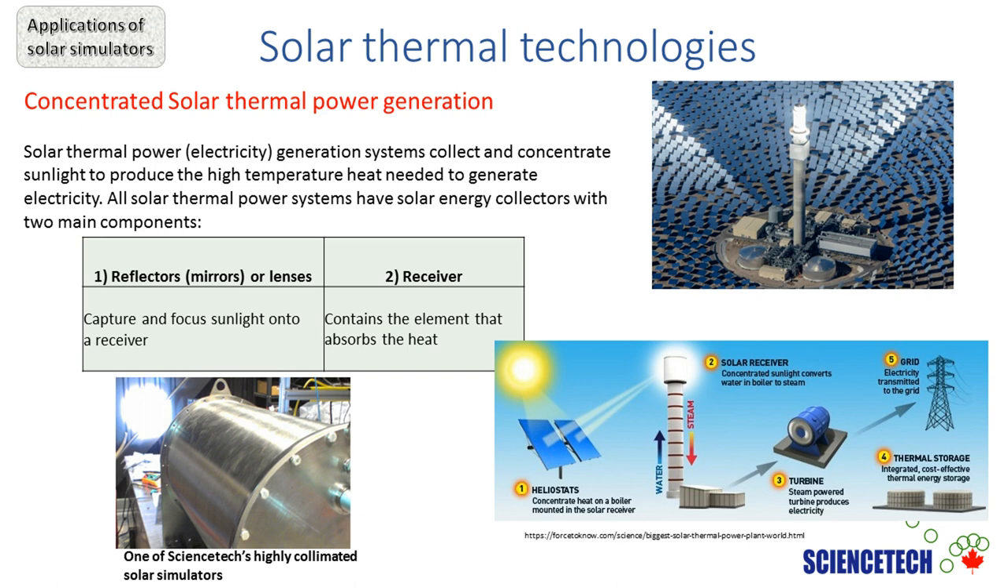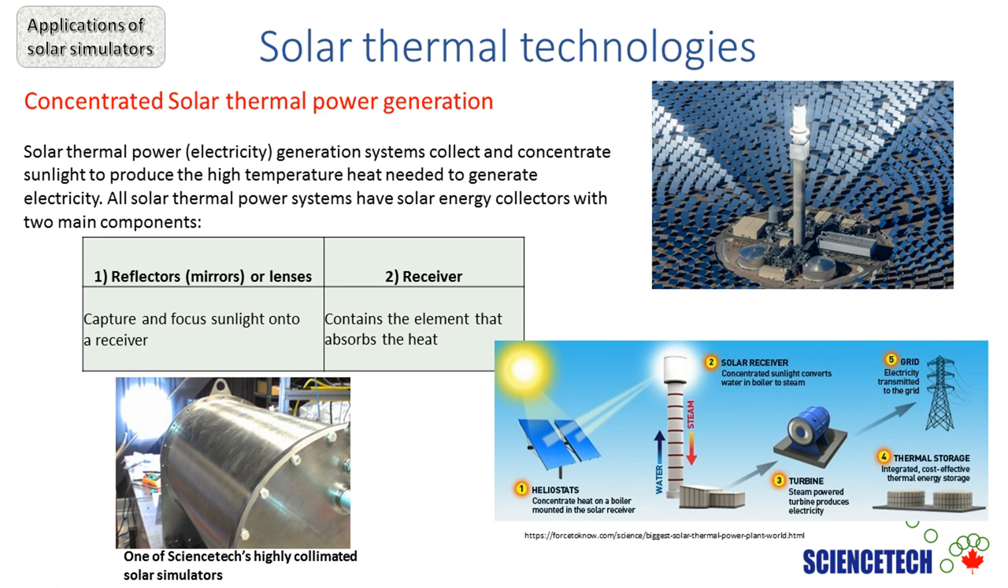In most types of systems, the receiver contains a heat transfer fluid which absorbs the heat and circulates to produce steam. The steam is then converted into mechanical energy in a turbine, which powers a generator to produce electricity or is also directly used as heat. Most receivers are made up of layers and layers of absorbers that serve to absorb the incoming solar radiation and transform it into heat.